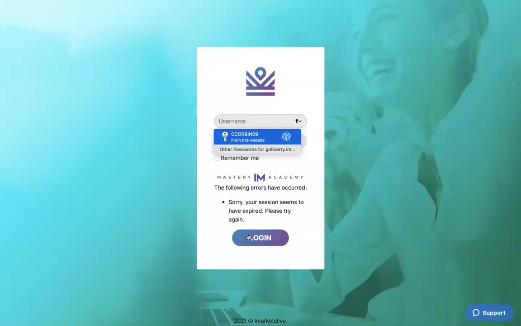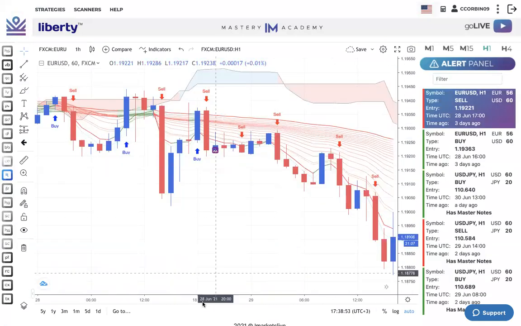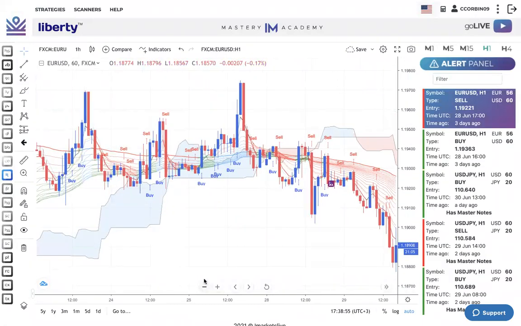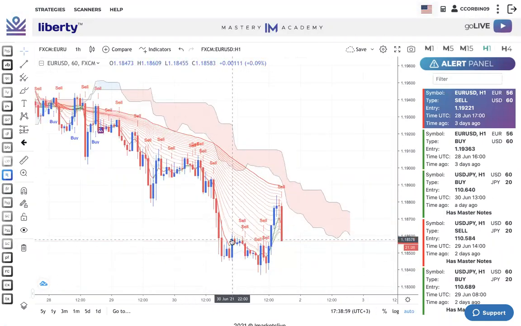Step 4, we're going to log into the Liberty scanner, right? Or whichever scanner you use to take your trades. If you use the Hourglass scanner for Cashapp, that's fine as well, right? Everything I teach applies to all strategies, right? The only difference between all of the strategies is the indicators that they use.